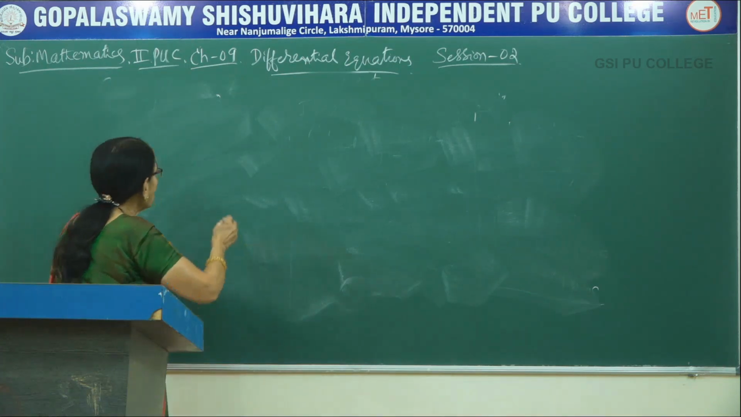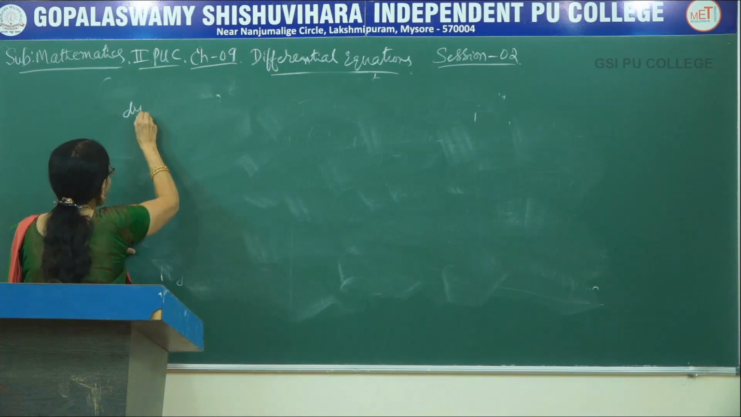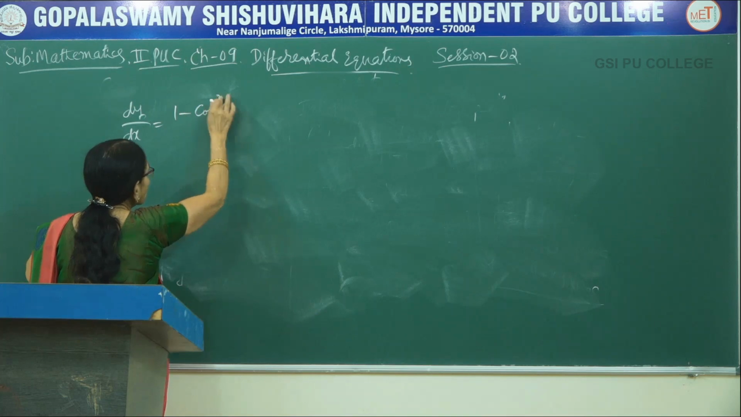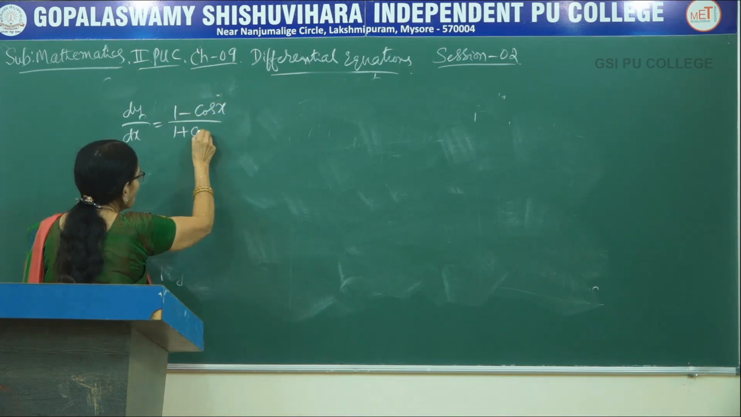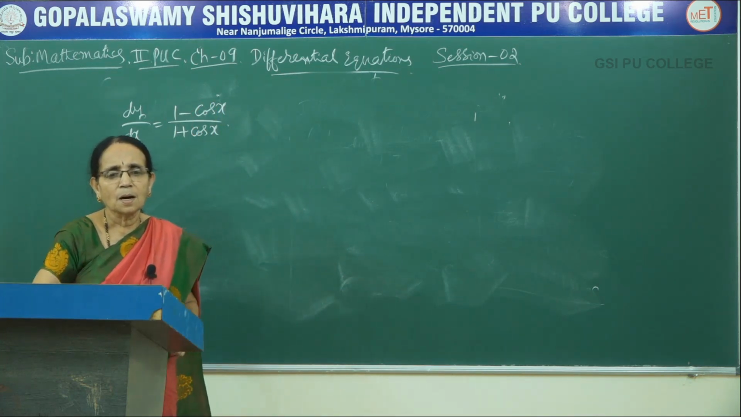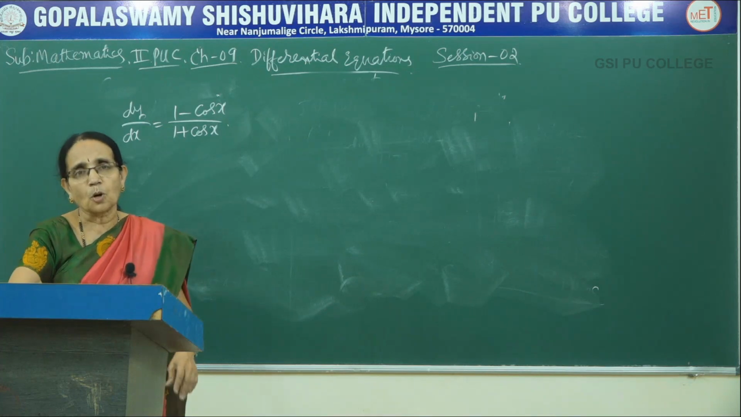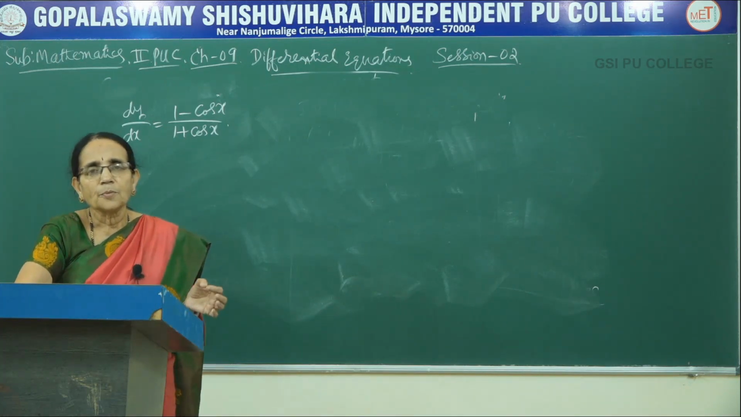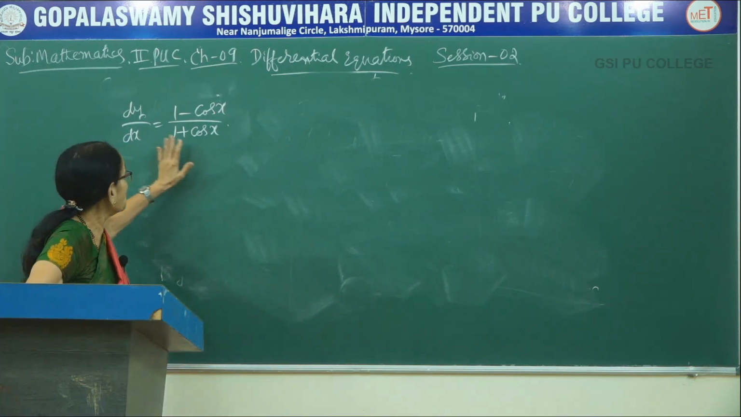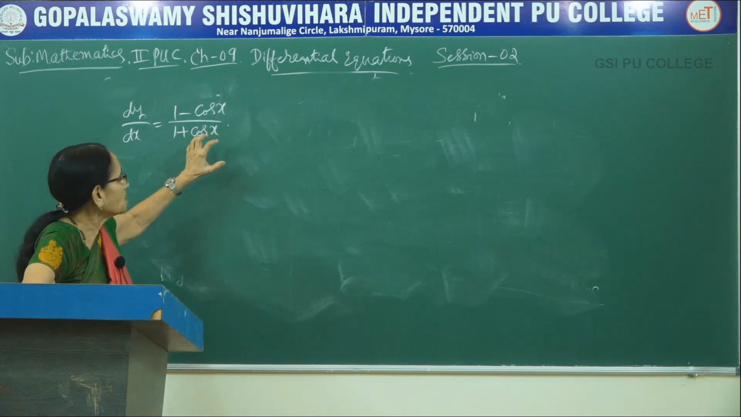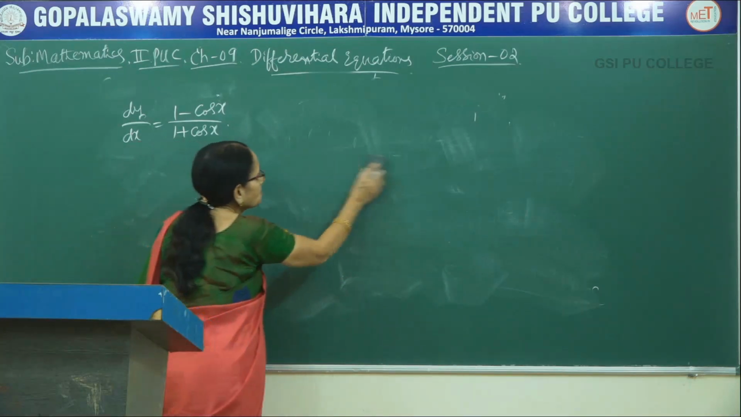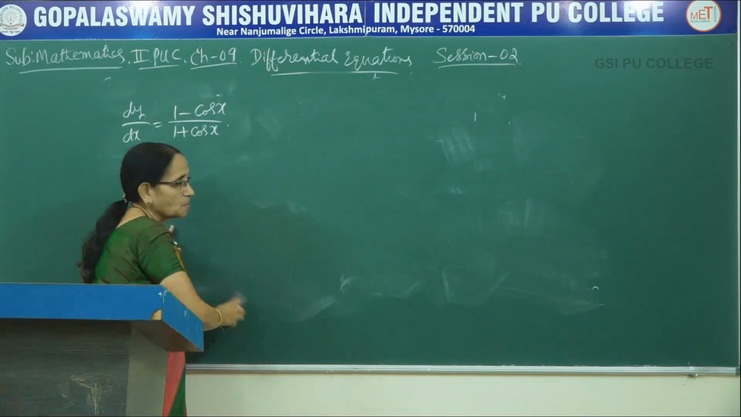dy by dx equal to 1 minus cos x divided by 1 plus cos x. Look here, in the previous 2 problems, we had both x term and y term, isn't it? And observe here, we have dy by dx, of course it is there. On the right hand side, you do not have any y term at all. It is containing only x term.